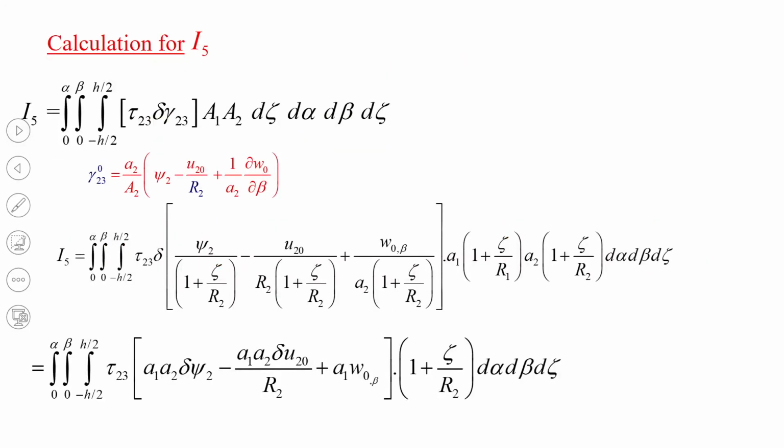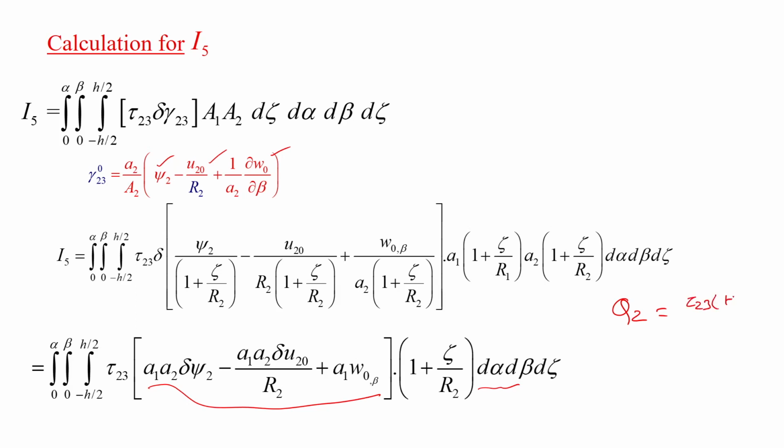Similarly, I5: tau 23 del gamma 23. So, if we substitute that value, taking del and multiplying with this a1 a2, the terms will look like this. The definition of q2 is tau 23 (1 plus zeta by r1) d zeta, because here is a2, so it will get cancelled out, and 1 by (1 plus zeta by r1) will be there.